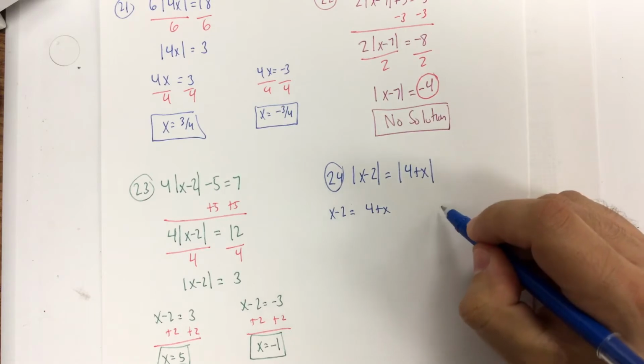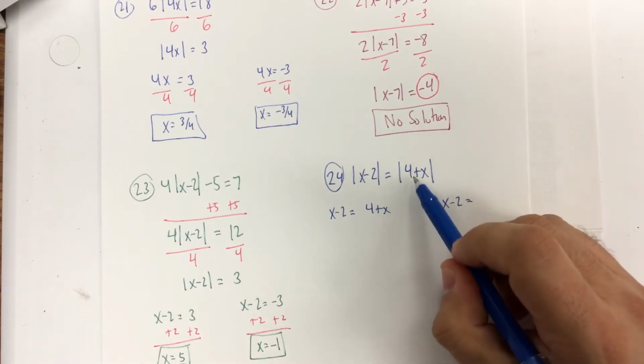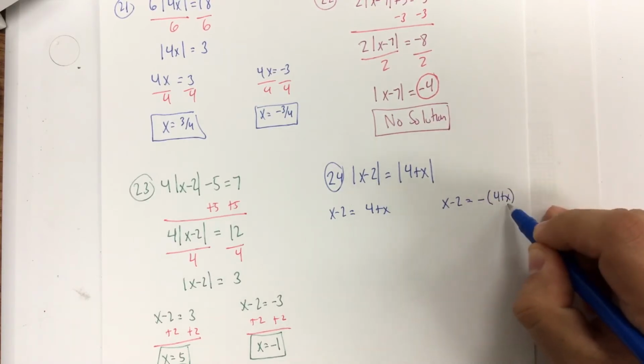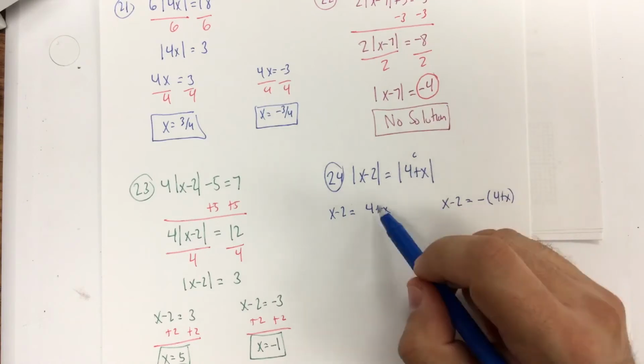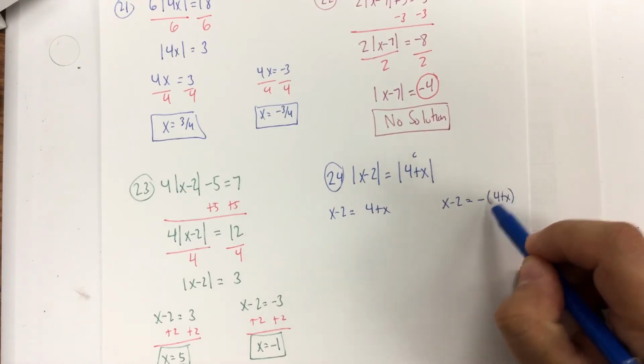To set it equal to the negative, you're going to do the same thing, x minus 2, but over here, when you drop the absolute bars, you're going to put a negative in front and then put parentheses so that now it's negative c. Because remember, this represents c, so this is 4 plus x, which is positive, and then negative 4 plus x, which is the negative c.